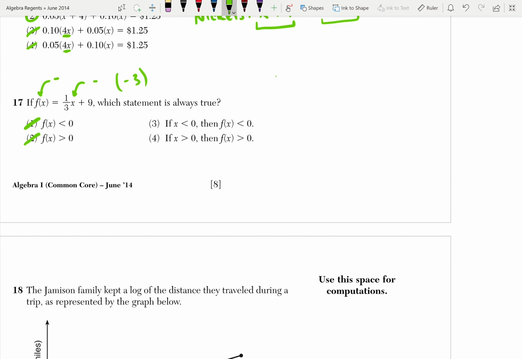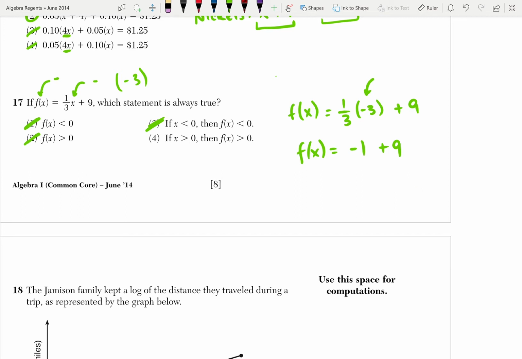So let's actually check. Here we have f of x is equal to 1/3 times, we said we're using -3 for x, plus 9. So what's 1/3 times -3? Again, you can plug it into the calculator, but this will just give us -1. Everything else comes down, and we get that f of x is actually equal to 8. We've plugged in a negative number, and we got out a positive number. So this does not work, right? I can plug in a negative number and get a positive number out.